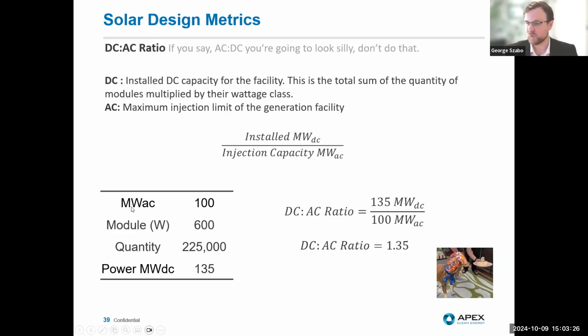So given our example before, if we have a 100 megawatt AC facility, the module wattage is 600 watts, and we have 225,000 of them, our power in megawatts DC is 135. So our DC to AC ratio is 1.35.